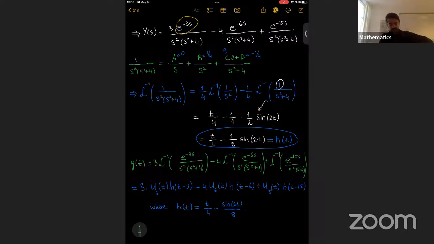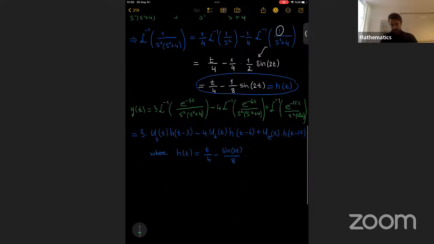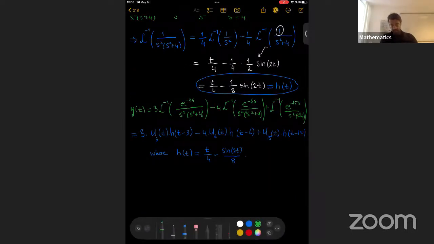Okay, let's now talk about another important function, the impulse function. This is 6.5 in the book.